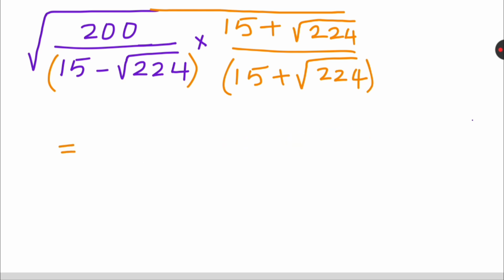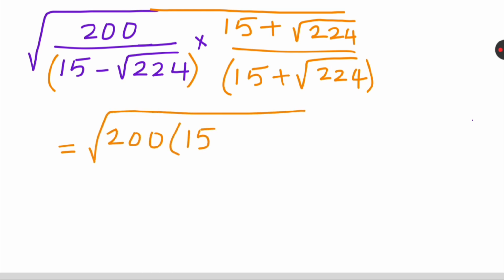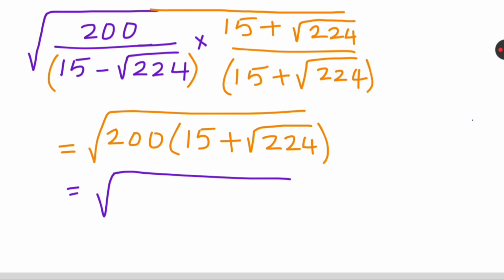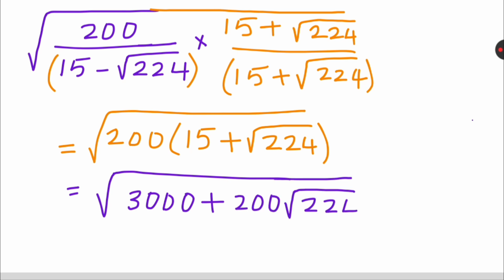So we are left with only the numerator, which is square root of 200 times (15 plus square root of 224). Here if we expand the brackets, we get 200 times 15, which gives 3000, plus 200 times square root of 224.